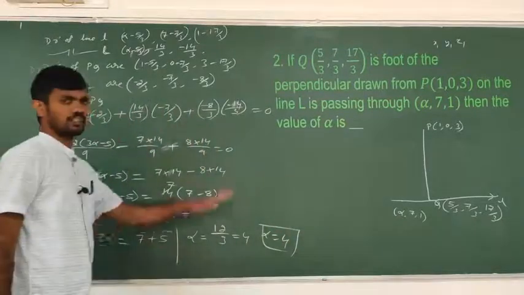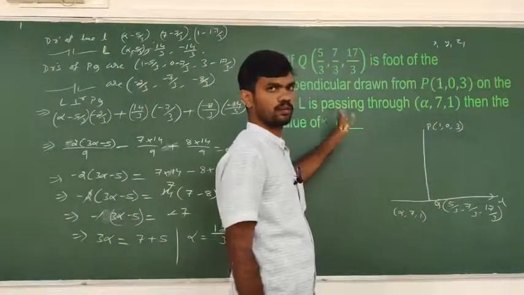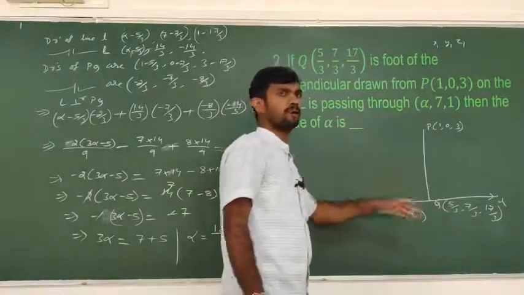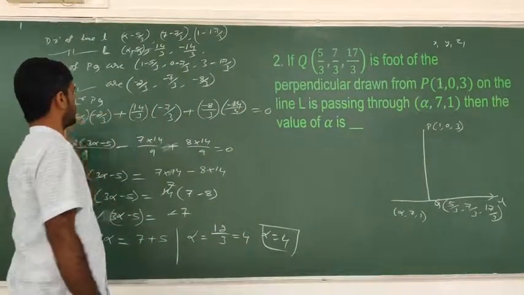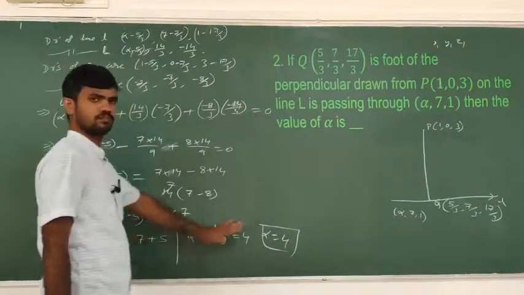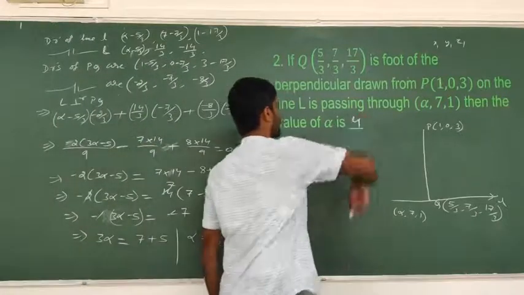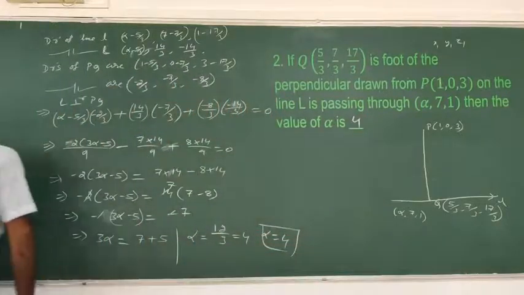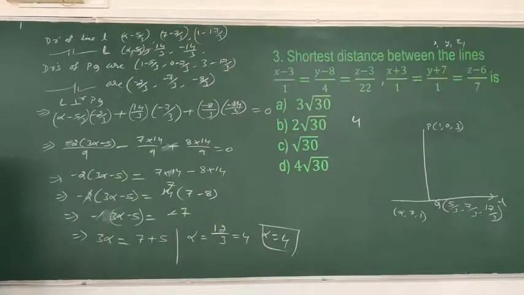Simple. So given that PQ is perpendicular to the line, if two lines are perpendicular, then the sum of the product of their corresponding direction ratios is equal to 0. So after simplification, finally we are getting alpha is equal to 4. Therefore, the value of alpha is 4 here. Okay, is it clear? Next problem.